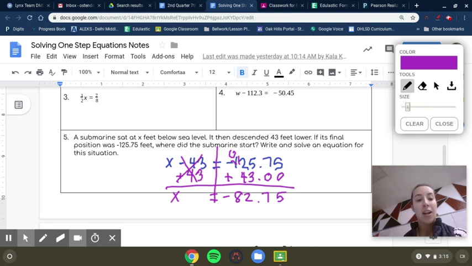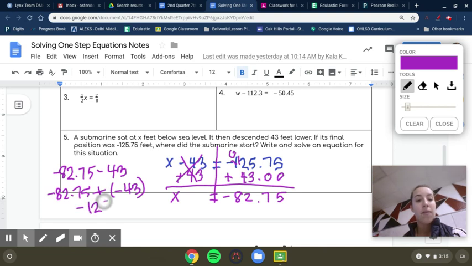You can double check your answer. So if I double check negative 82.75 minus 43, or you can even rewrite it as negative 82.75 plus negative 43. Since they have the same sign, you would add them together, and they both equal negative 125.75, which is exactly what we wanted. So this x value is correct.